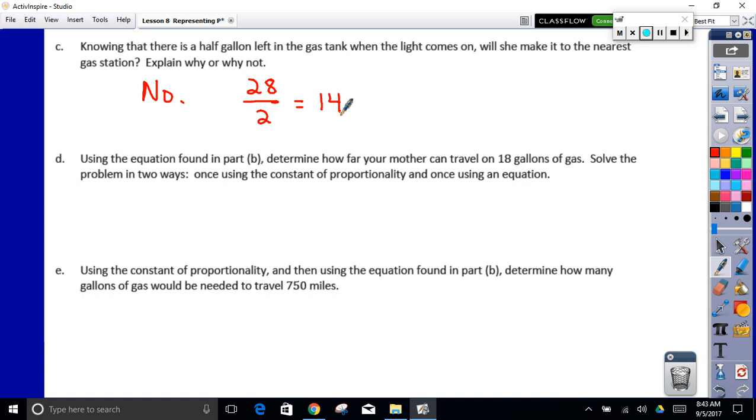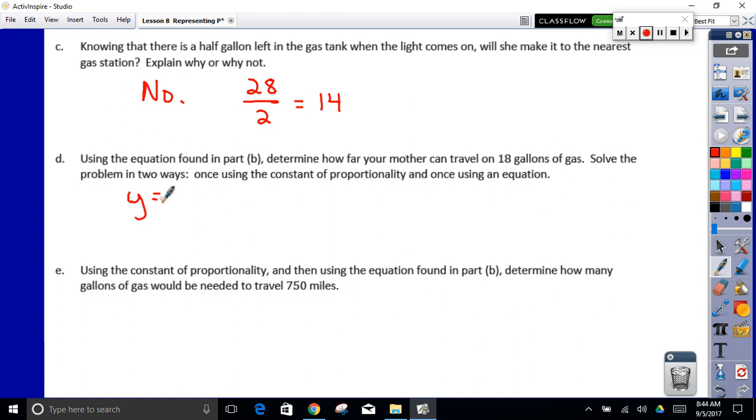Using the equation found in part B, determine how far your mother can travel on 18 gallons of gas. Solve the problem in 2 ways, once using the constant of proportionality and once using an equation. Raise your hand if you solved it using an equation. Okay, Grace, tell me how you solved it using an equation. I did y equals 28 times 18.